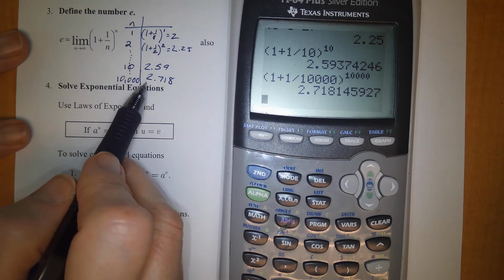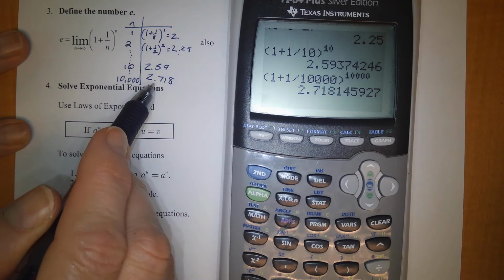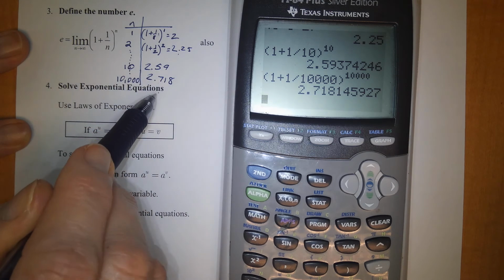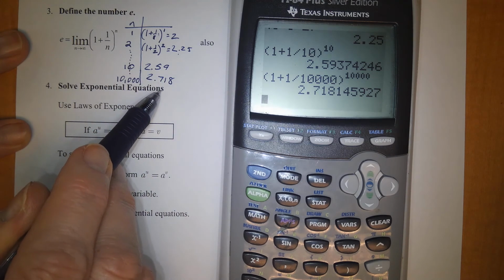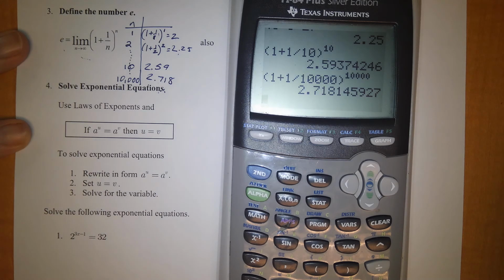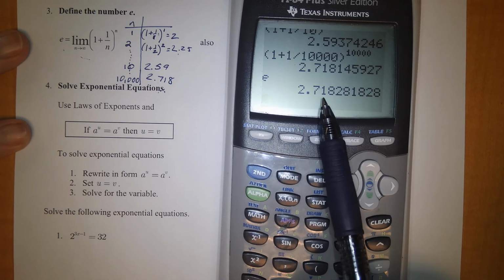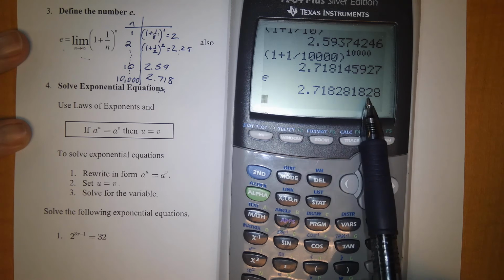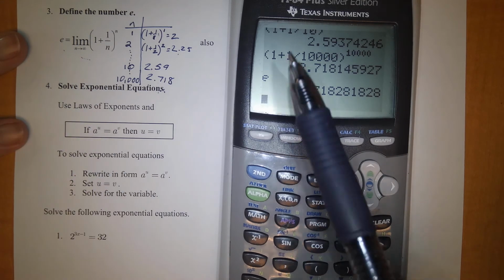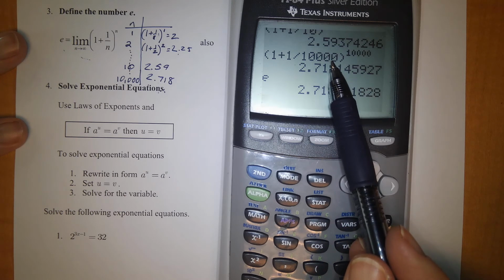E is whatever number that this 2, 2.2, 2.5, 2.7 eventually is going to get closer and closer and closer to some number. And that number is going to be e. By definition, e, which is usually on most people's calculators, is equivalent to 2.71828182818 repeating. So you can see we were getting really close to that by taking an n of 10,000.